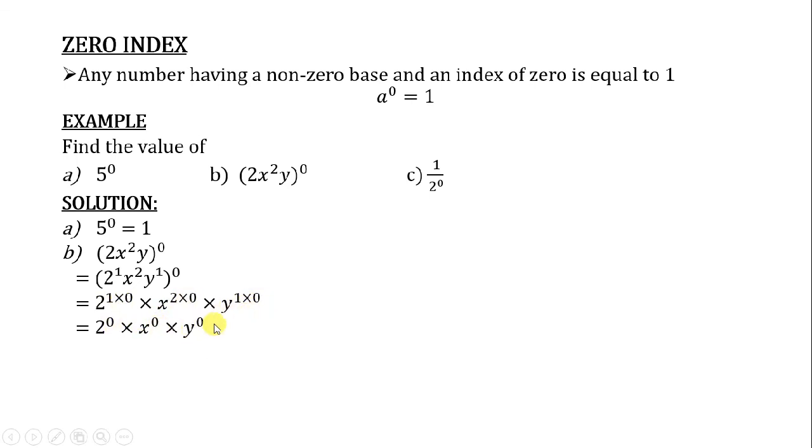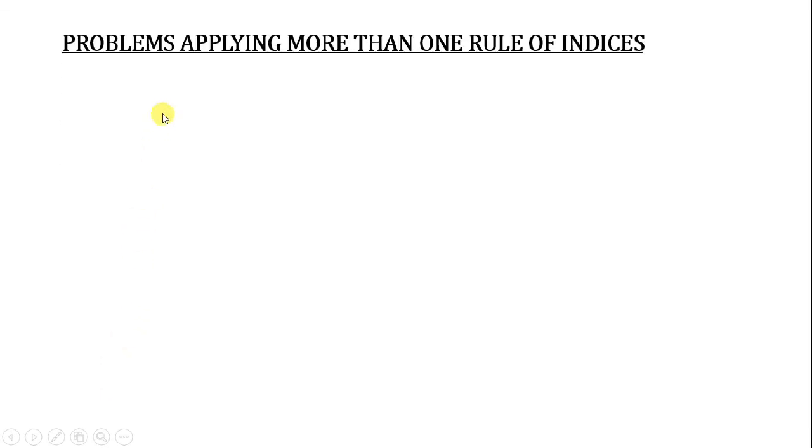So we have 2 to the power 0 times x to the power 0 times y to the power 0. Now, we know that any base a to the power 0 is equal to 1. So 2 to the power 0 gives us 1, x to the power 0 gives us 1, y to the power 0 gives us 1. When you multiply 1 times 1 times 1, what are you going to get? 1.